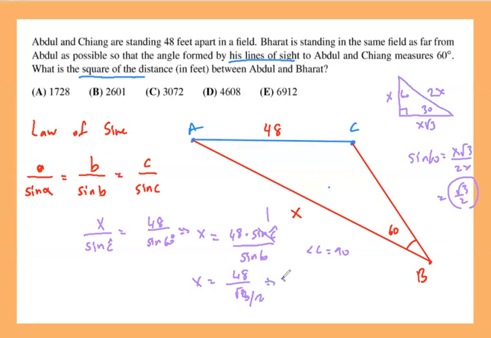If you simplify this, you will get x as 96 over root 3. Since we don't want x itself, we want to square that. If you square this, you will get 3072 for x squared. You can just square the 96, 96 times 96, and the square of root 3 will be just 3. So if you do that, you will get the answer as 3072. I hope that makes sense. This is just the law of sines approach. So I'll see you in the next video.